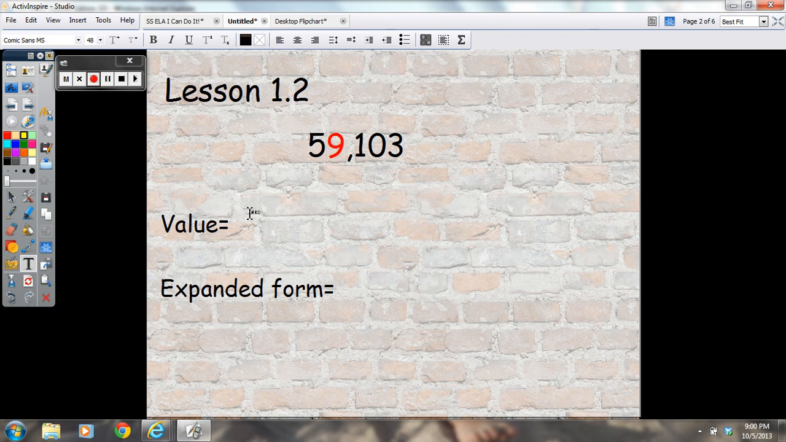So we would ask ourselves, well, if the 9 is located in the 1,000s, this means that there are 9 of those 1,000s. If I had 9 1,000s, I know the value of 9 1,000s would be 9,000.